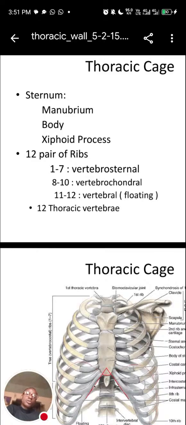Good. So now STP. What is S? Sternum. What is T? Thoracic vertebrae from the first to the twelfth. And P is the pairs of rib.